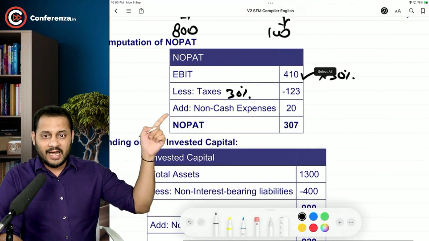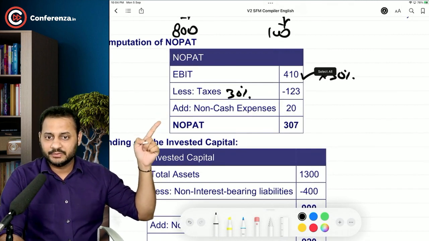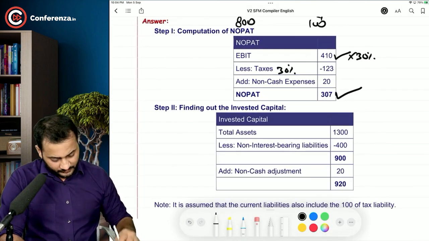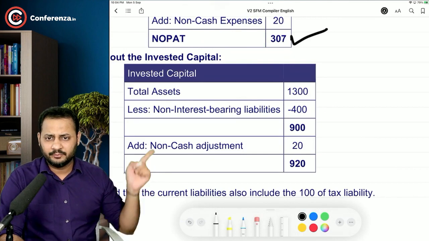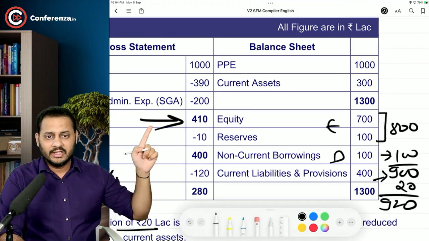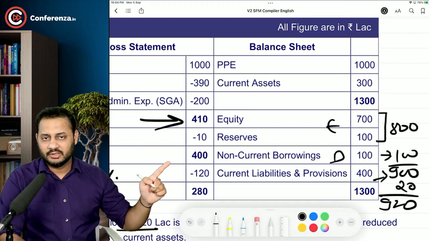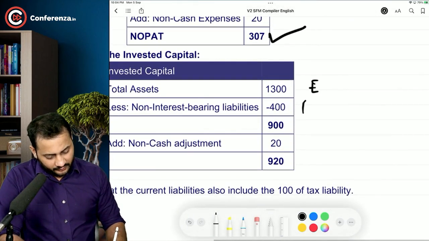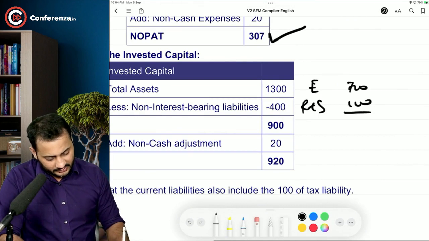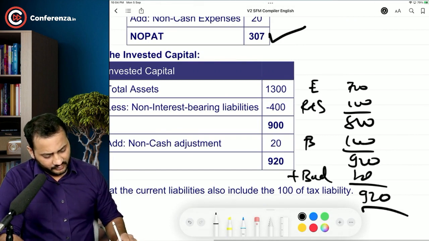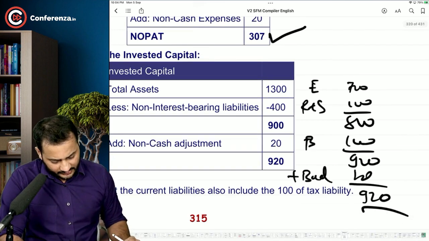This is right. And add back non-cash expense 20, bad debt provision. So net operating profit after tax is 307. Then comes the calculation of invested capital, 920, proper. They have calculated indirectly. Instead they could have directly taken equity, reserves and non-current borrowings. That will make 900. Equity, reserves and surplus 700, 100, that's 800, plus borrowings 100, that's 900, plus bad debts provision 20, that's 920. This is a proper way if you can calculate it like this.